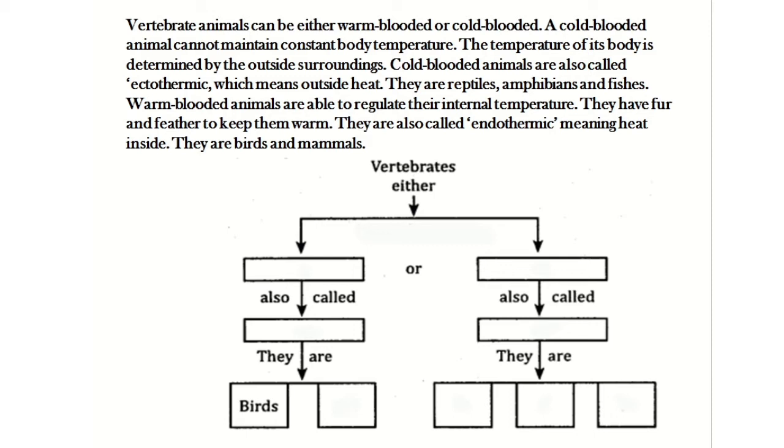Here the table is given. There are two types of vertebrates, one is warm blooded and the other is cold blooded. Warm blooded are also called endothermic. Cold blooded are called ectothermic. The warm blooded animals are birds and mammals. Ectothermic, meaning cold blooded animals, are reptiles, amphibians and fishes.